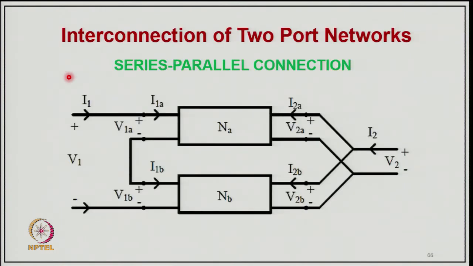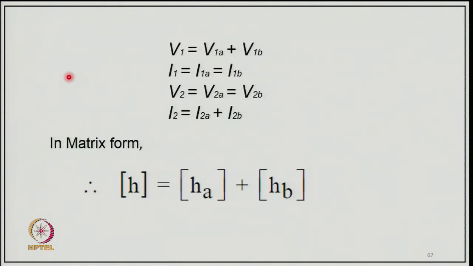Now, coming to series-parallel connection, the interconnection of two networks A and B. Here we are connecting them series-parallel, in the sense that the input is connected in series, as you can see here. The current is the same in both, but the voltages are added, and the output we are connecting in parallel. So V2 is the same, but the current is divided into two parts. Now in this case we can write the equations for the input port and output port.